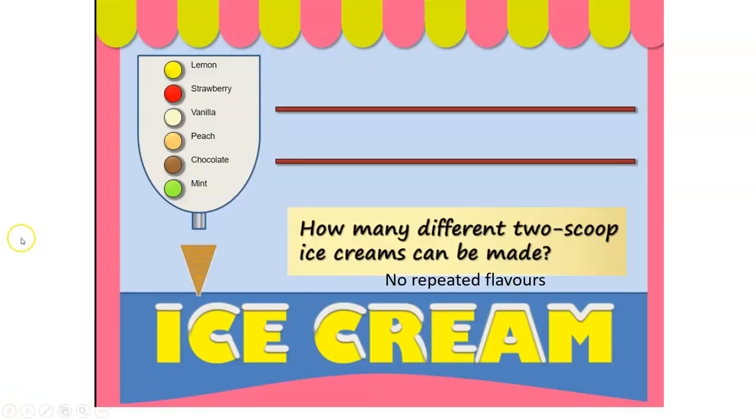So, I want you to imagine you're at an ice cream shop and you're going to be buying 2 scoops of ice cream. You don't want to have 2 scoops of the same flavour. From these 6 flavours on the side here, how many different 2 scoop ice creams can you make? Pause the video while you have a think about that.